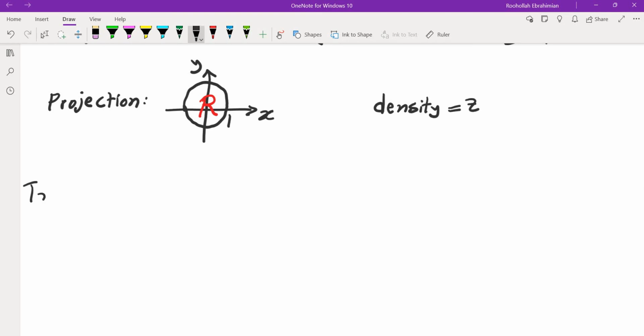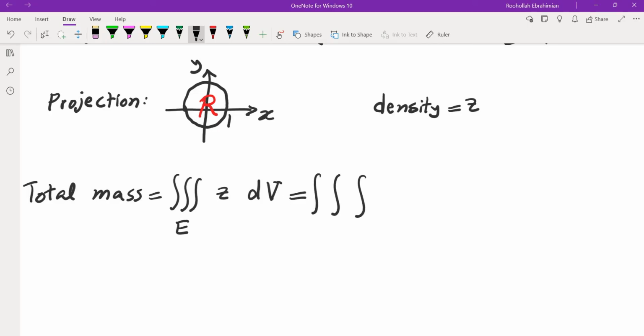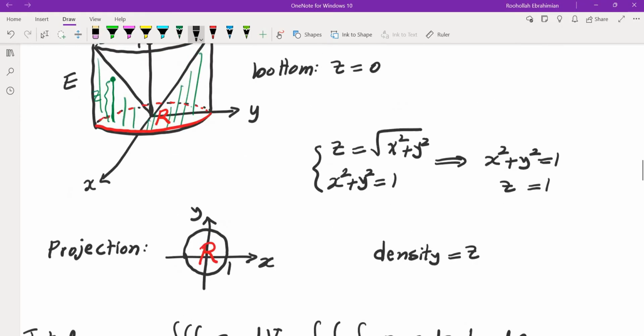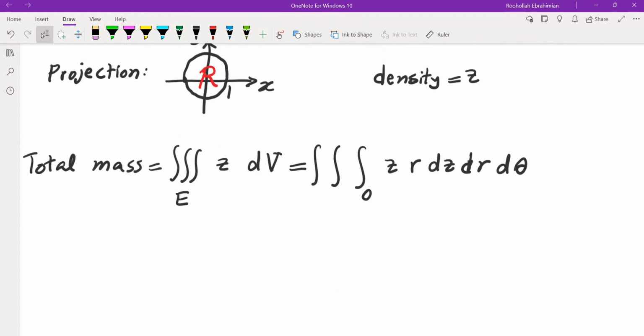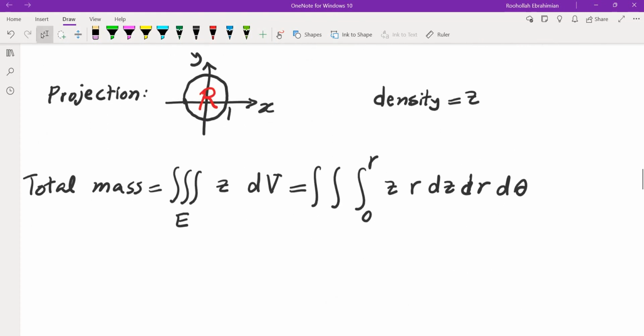Now we want to find the total mass of this object. So the total mass is the triple integral over this region of the density dV. Now we'll have to switch to cylindrical, which we will do. So r dz dr d theta. We'll have to find the limits of z. So limits of z are from the solid, from the first diagram that we have. Top is r, bottom is 0. So it would be 0 to r. Limits of r are from the projection, so 0 to 1, and limits of theta, 0 to 2 pi.